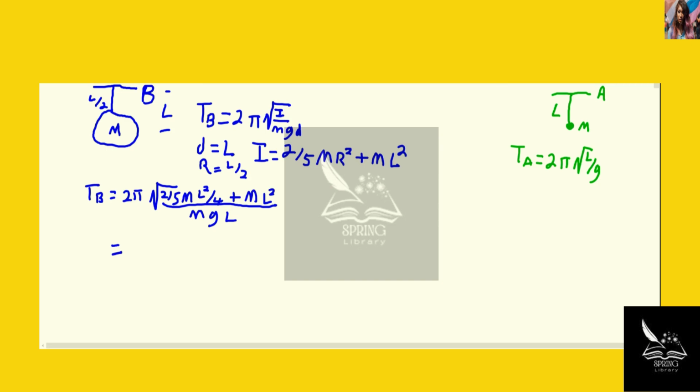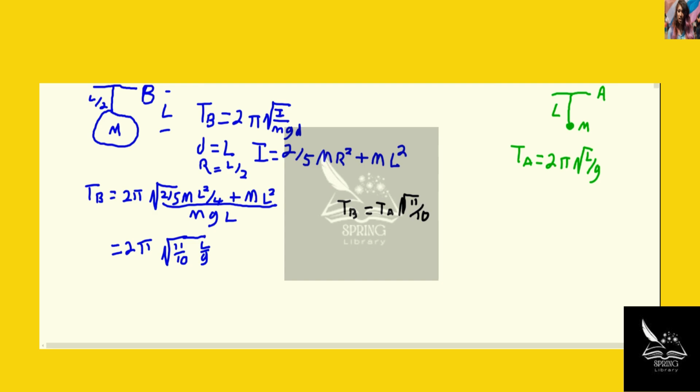After some simple cancellation, we can see that T_B is going to be equal to 2π times the square root of 11 divided by 10 times L over g, which is nice because this is in real simple terms that we have for T_A. So when we put them together, we can see that T_B is going to equal T_A times the square root of 11 over 10.